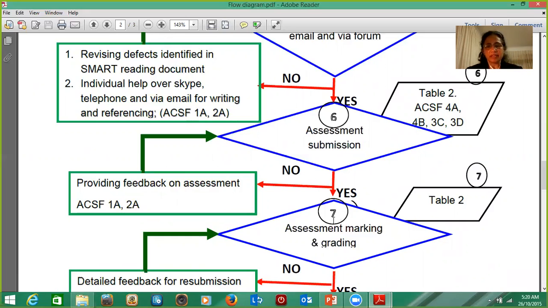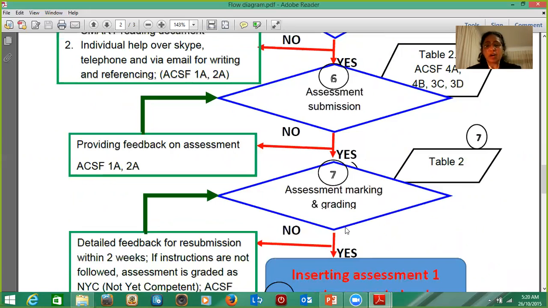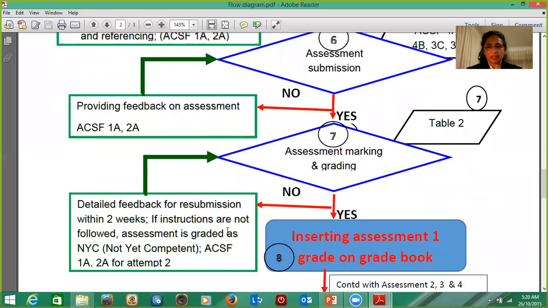So at that stage, after assessment marking, if it's not yet competent, then say no, and go through the defects, giving 2 weeks to resubmit the assessment. That's called attempt 2. Those who cannot complete in the first attempt go through attempt 2, but there is no difference. The final grade is the final grade.